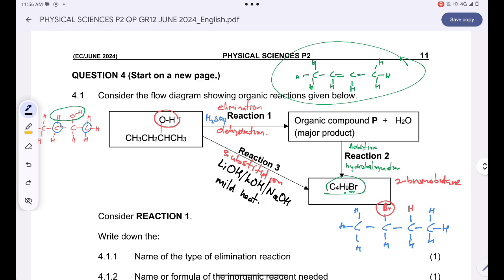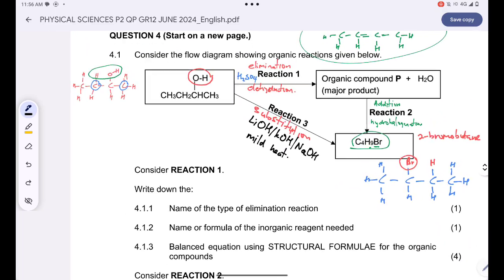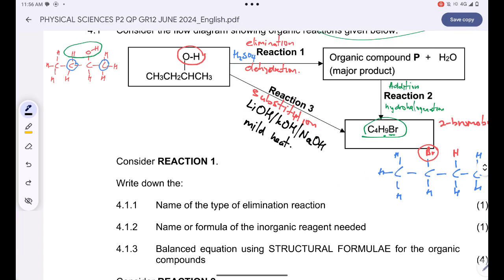First question, we are focusing on reaction 1. They want us to write down the name of the elimination reaction. They're already telling us that for reaction 1, guys, it's an elimination reaction. And the type of elimination reaction will be dehydration, since we are eliminating water. Okay, and then the name of the inorganic reagent needed is sulfuric acid.